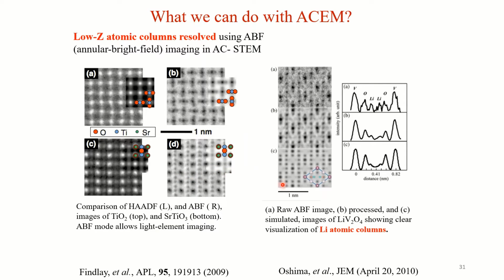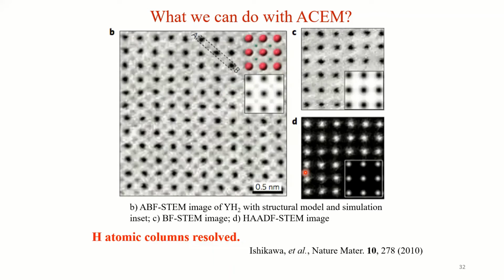And here is LiV2O4. Here also you can clearly see the oxygen atoms. And this is another example, yttrium hydride. Now it's hydrogen, so Z is equal to 1. Now you're seeing the hydrogen atoms with ABF STEM, which are otherwise invisible in HAADF mode.